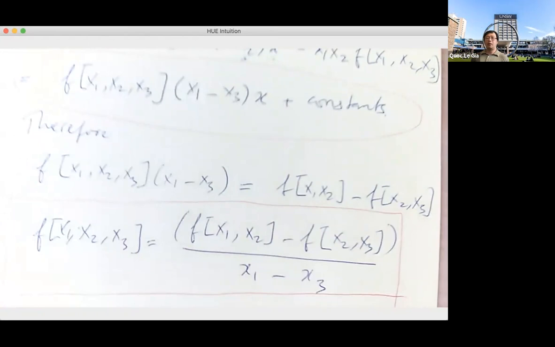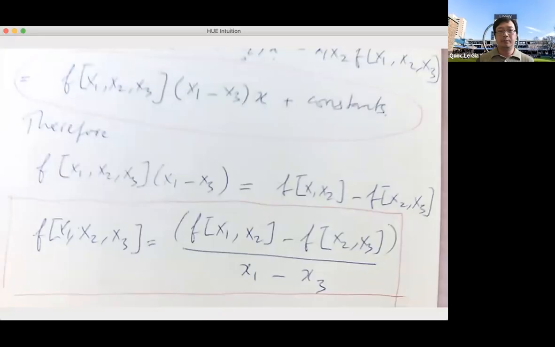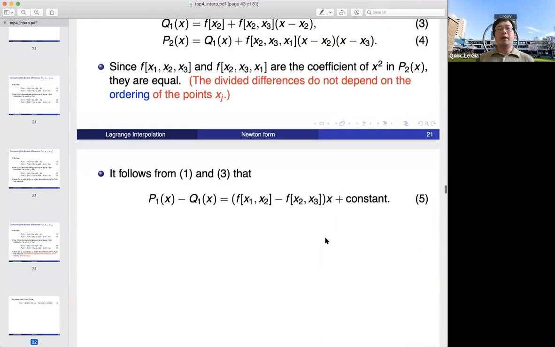You construct from the left, x1, x2, x3, or you construct from the right, x2, x3, then x1, and then you do some algebra. And then you make the coefficient of x the same. And then this one gives you the last formula. So the last formula is the divided difference over 3 points. Okay. So I just explained the way to get the divided difference over 3 points.